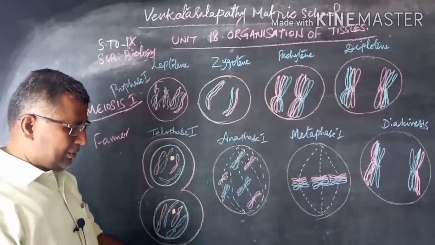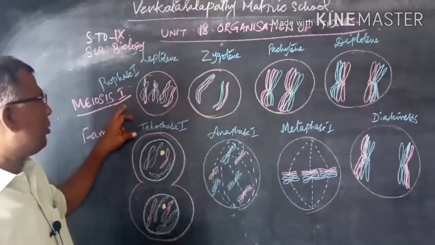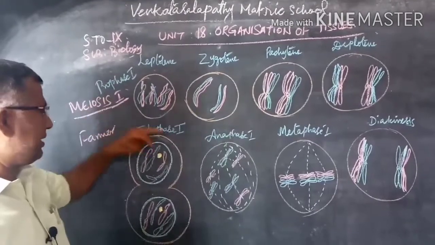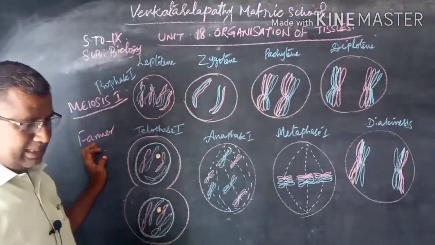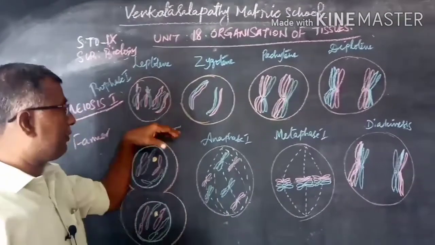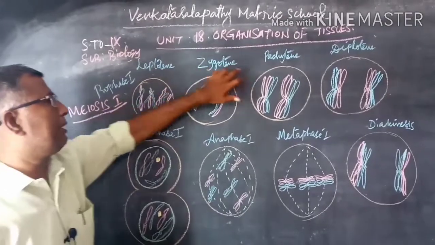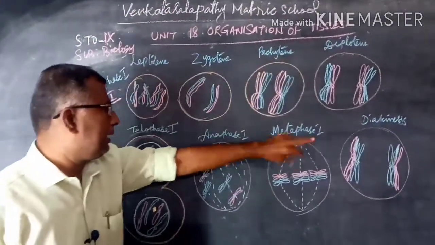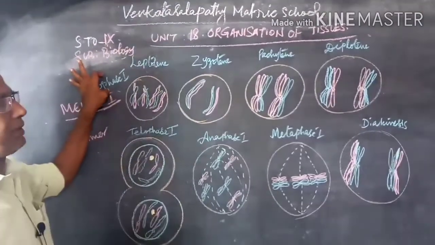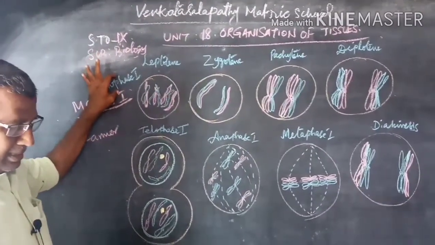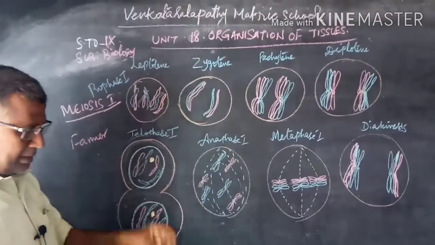It divides into five stages: prophase 1, metaphase 1, anaphase 1, telophase 1, and finally diakinesis. Understand? Prophase 1 is further divided into leptotene, zygotene, pachytene, diplotene, and diakinesis. It is the longest process of the meiosis. Prophase 1 is of longer duration.